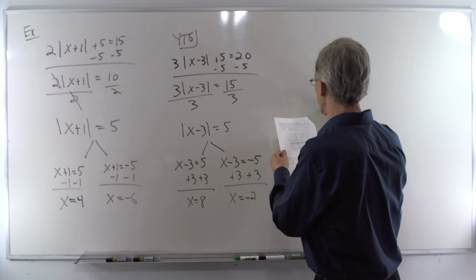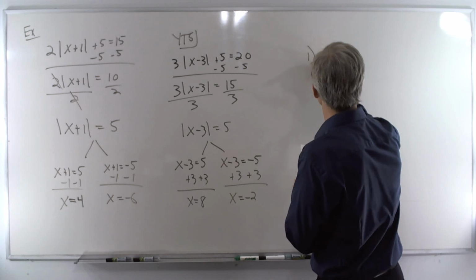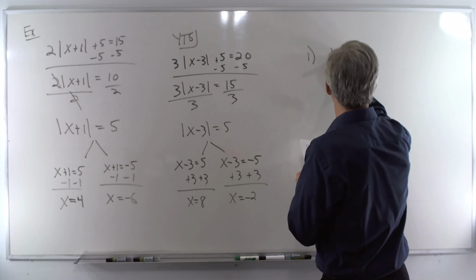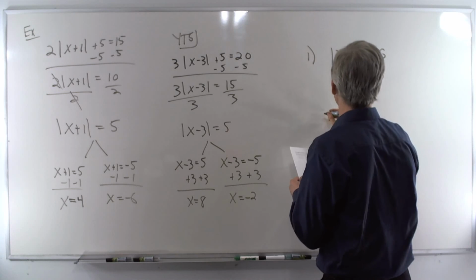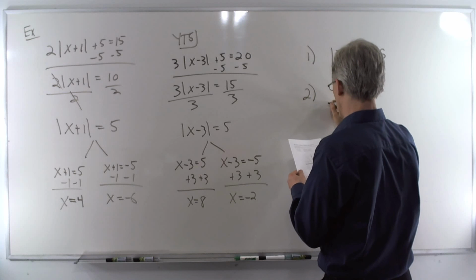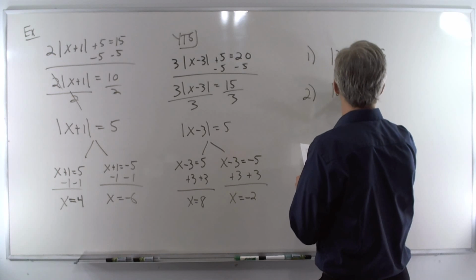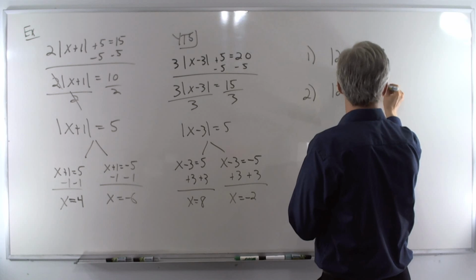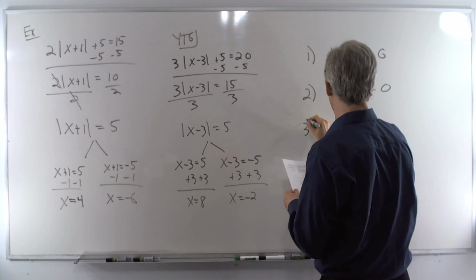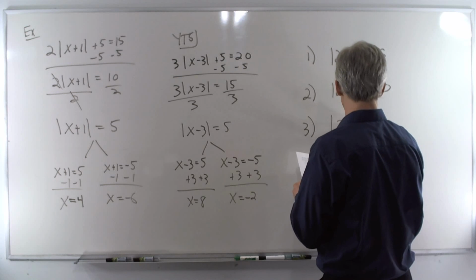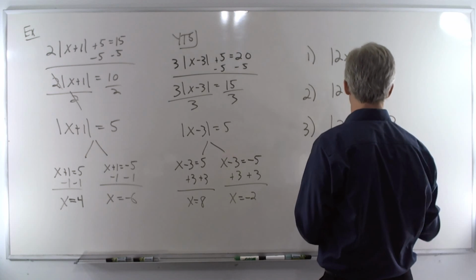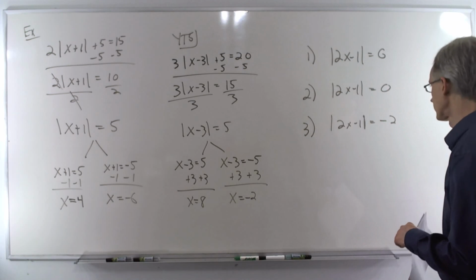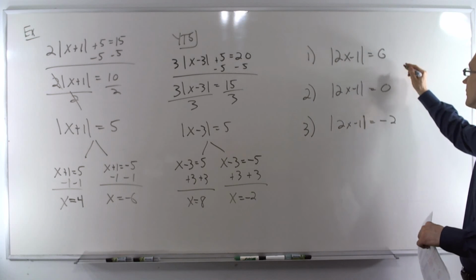So let's look at 3 different situations here. First equation, we've got absolute value of 2x minus 1 equals 6. Absolute value of 2x minus 1 equals 0. Absolute value of 2x minus 1 equals negative 2. Okay, so here's our 3 different situations.